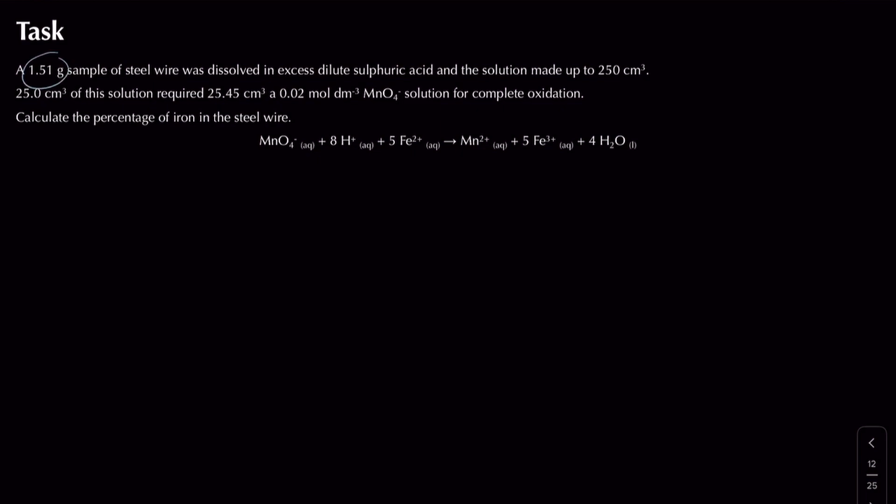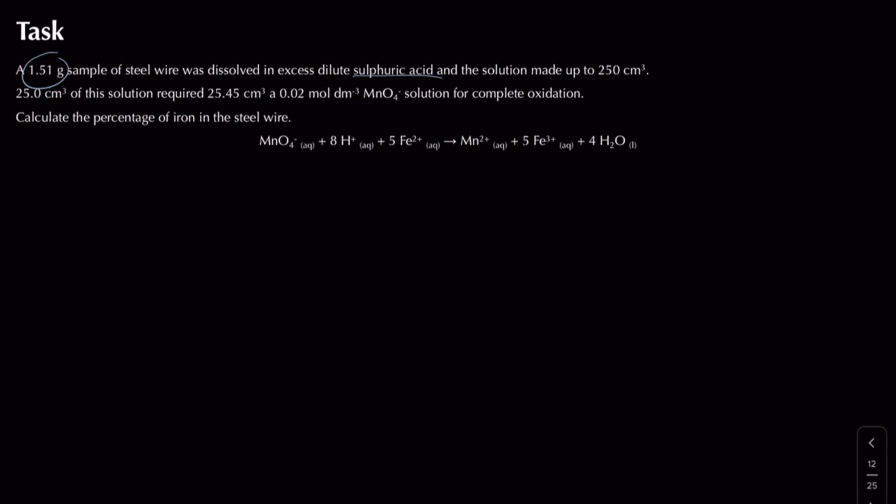So in this question, we're told we've got 1.51 grams of steel wire, and that's dissolved in an excess of sulfuric acid, and the solution is made up to 250 cm³. Now, if they use sulfuric acid, we know they're just trying to add some protons. They're trying to make the conditions acidic itself, so we end up with iron 2+ ions.